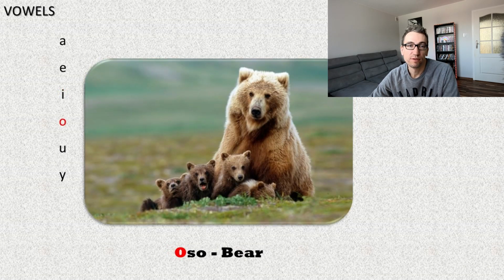Now O is one of the famous problematic letters, like R for English natives, because you don't pronounce it O, it's a short O. Oso. Oso means bear. It's not oso, it's oso.